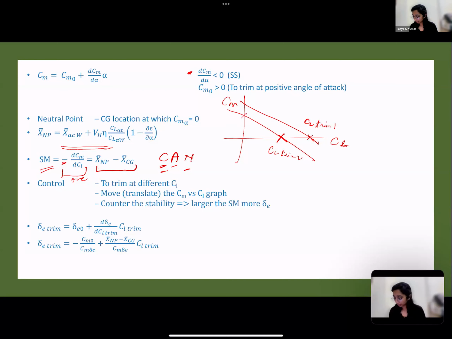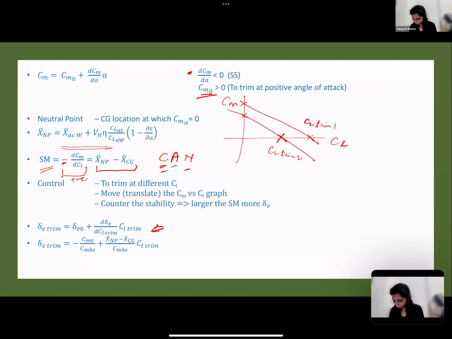So here what we can see is the Cm naught value is changed, but the Cm versus Cl slope remains the same. So stability is the same. Only the Cm naught value is changed. Then we saw the equation of how much you should deflect your control surface to get the required CL trim. This is that equation, right? So delta E trim is the elevator required to trim the aircraft at the given CL trim. All the other values you know, just plug them in.